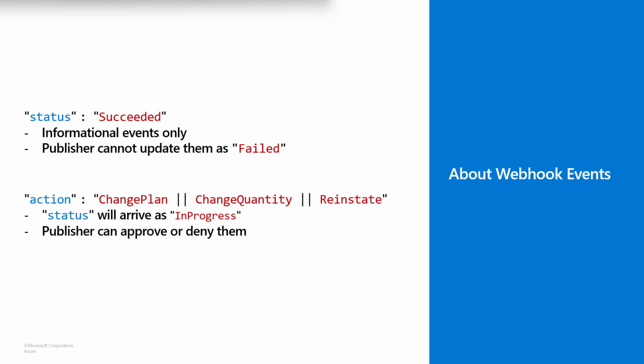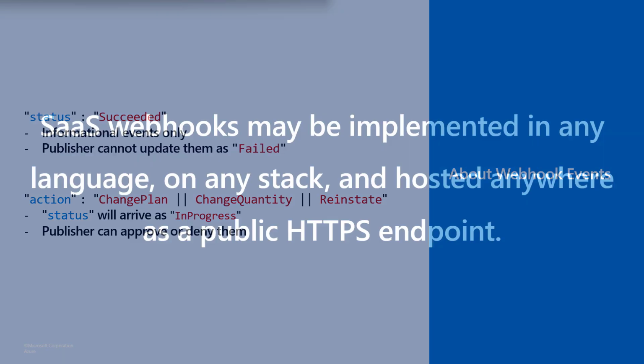Alternatively, we can take a look at the action field of a given payload, and we can look for actions of change plan, change quantity, or reinstate. A status in this case will arrive as in progress, giving you as the publisher the opportunity to approve or deny the action before it finishes completion.